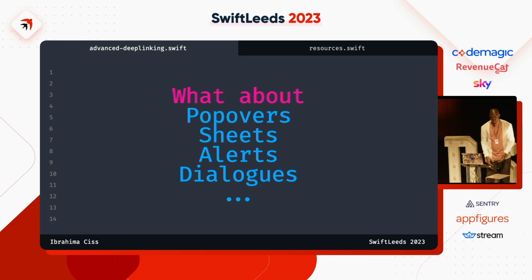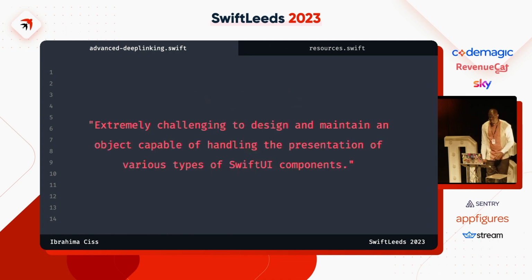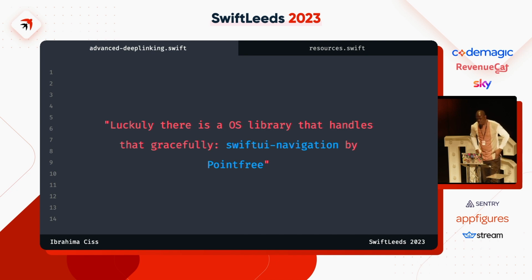Now, if you remember, I did talk about the other components like popovers, sheets, alerts, and dialogues. Maybe your custom UI, like snack bars or a top bar. But how do we use them with the navigation API we have currently in order to achieve deep links? It is extremely challenging to achieve that. It is feasible, it is doable, but you will have to manage many objects. An object responsible for the navigation, another object responsible for maybe showing popovers, another one for sheets, etc.